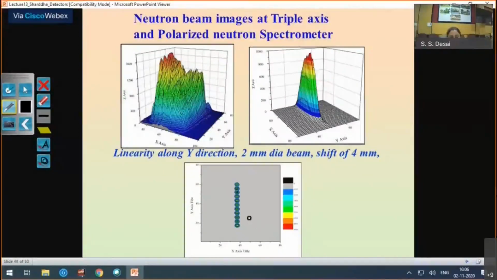spectrometers. This is again the linearity plot, the way exactly which we have seen in the 1D PSDs, where you shift the detector in front of the beam and get the linearity plot for a 4 millimeter shift with a 2 millimeter diameter beam.